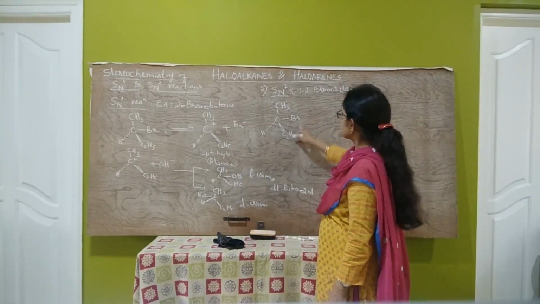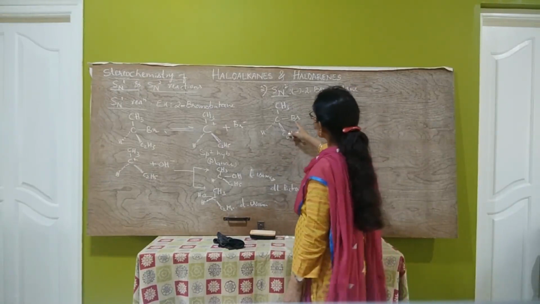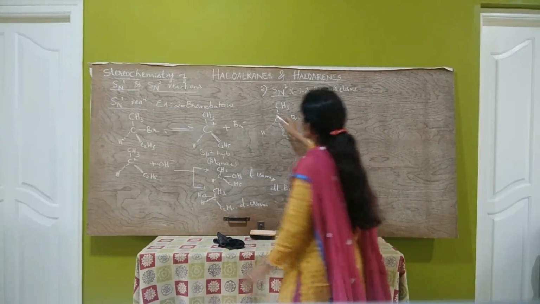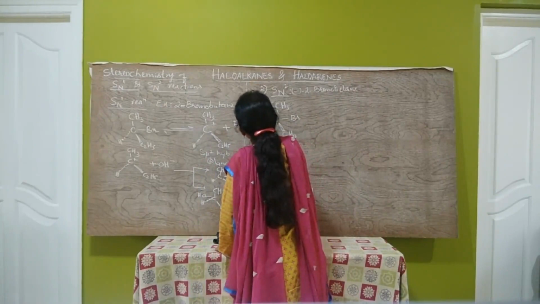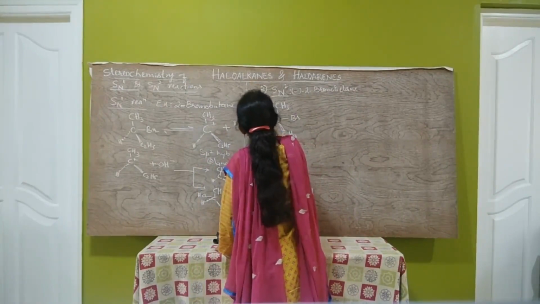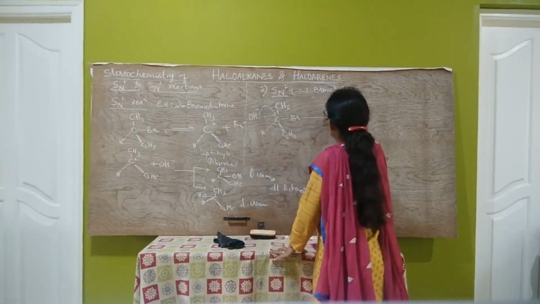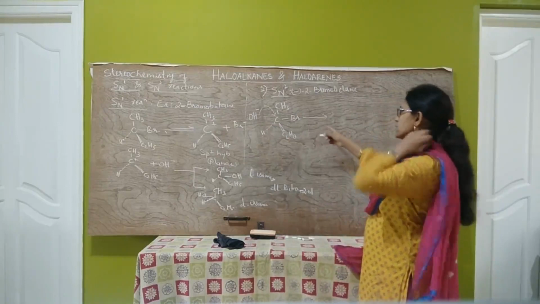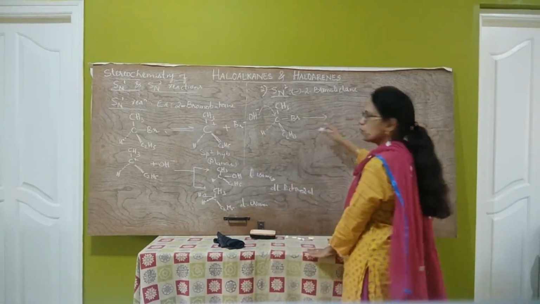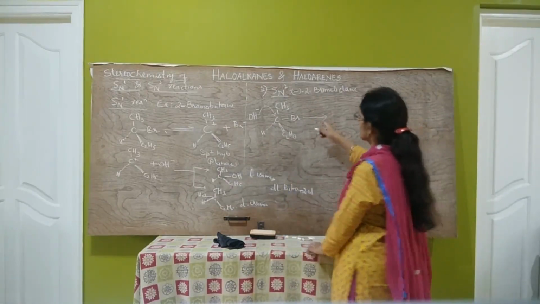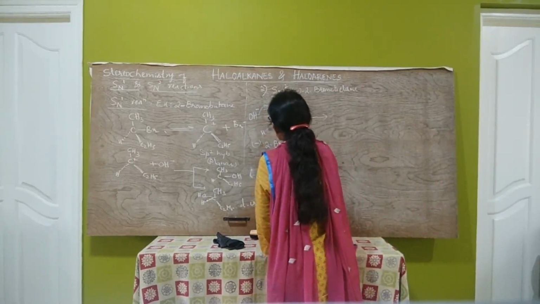On heating with aqueous NaOH, it undergoes a nucleophilic substitution reaction. Since the reaction takes place in only one step, the nucleophile can attack only from the back side. The OH minus nucleophile can only attack from the back side. Therefore, a transition state is formed first, and then the product formed is octan-2-ol. That is plus octan-2-ol is formed. This is minus 2-bromooctane.